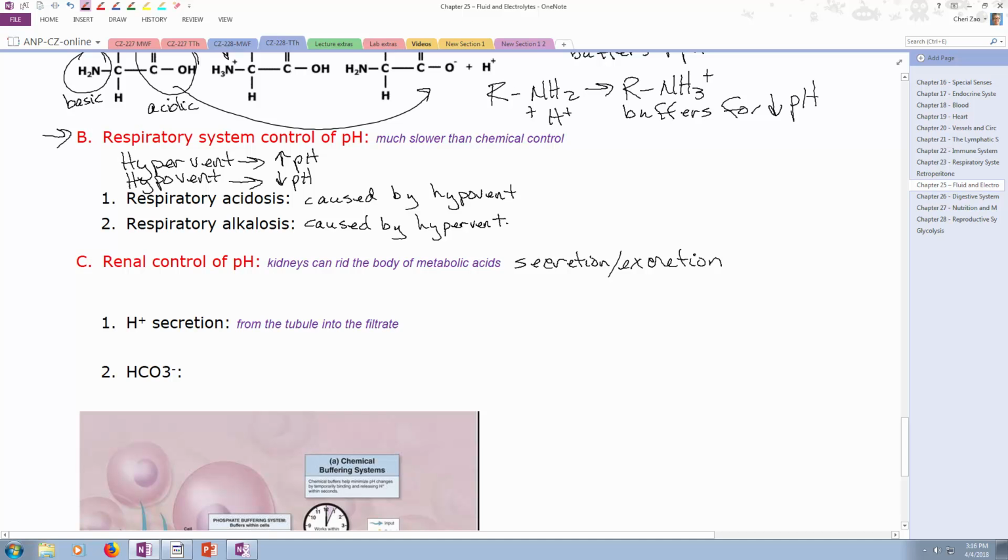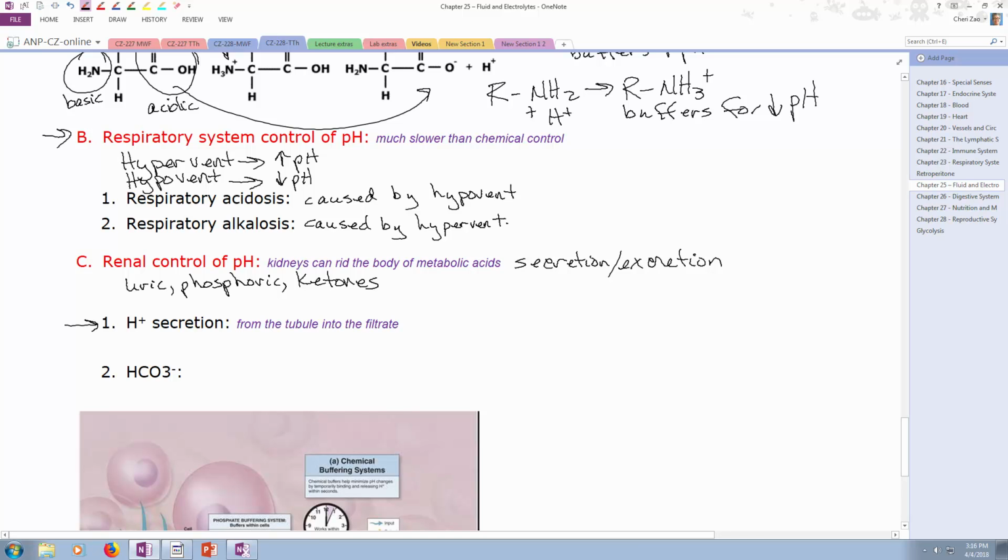And so we can actually secrete into our filtrate uric acid, phosphoric acid, as well as acidic ketones. And the kidneys are very helpful in doing that secretion excretion process.